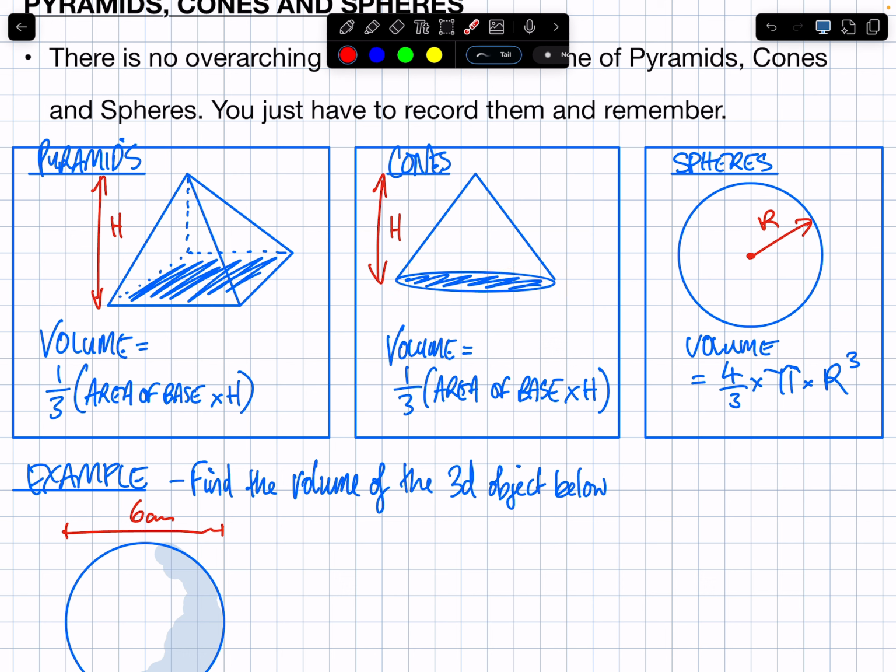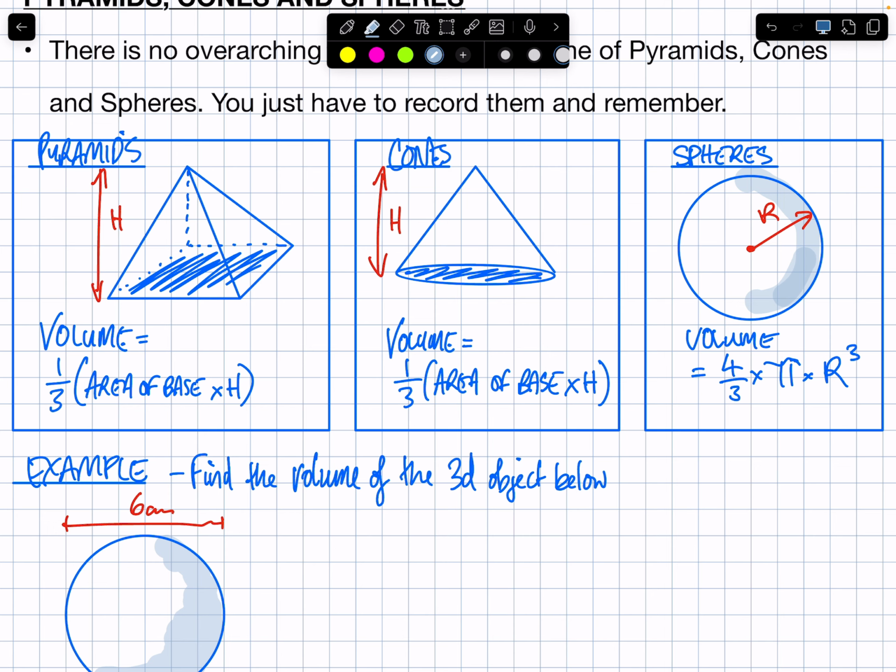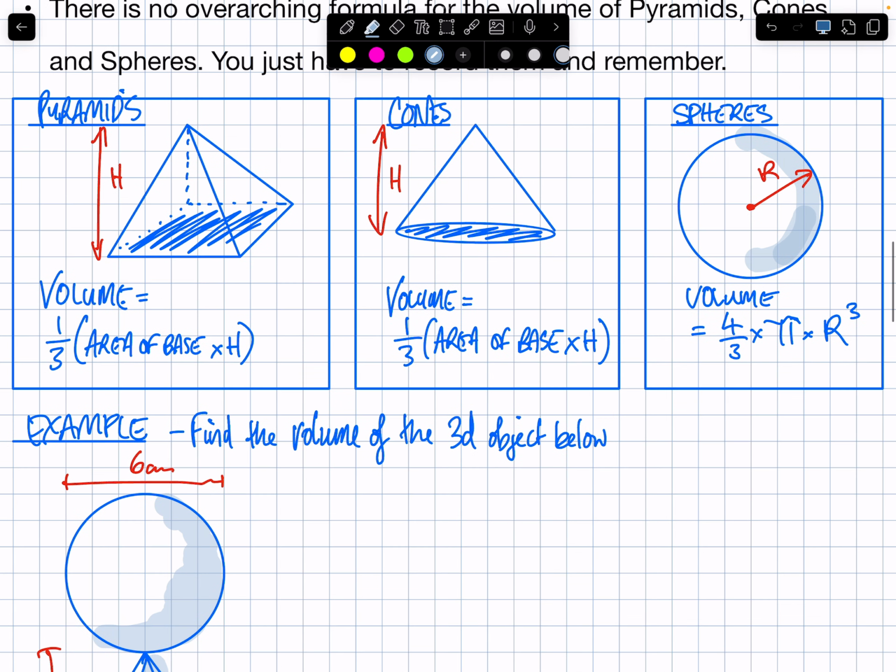That sphere I didn't shade properly, apologies. Let's make it pink. No, that looks better. A sphere, it's round. Volume of a sphere, 4/3 times by pi times by the radius cubed. Can you get those, please? We'll do an example.